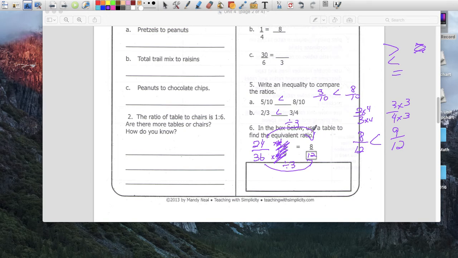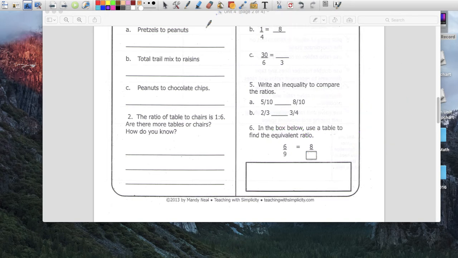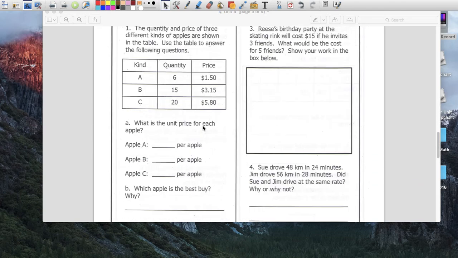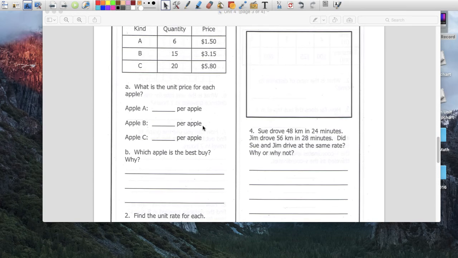So remember this. This was one where we had to change this particular ratio to a new one in order to find a relationship. All right. So next one.